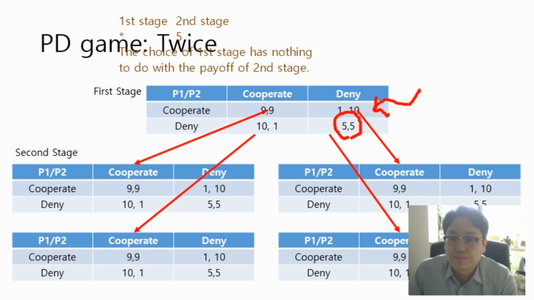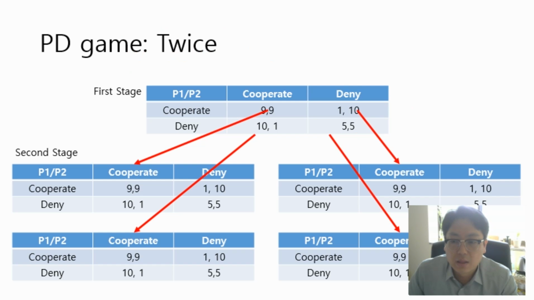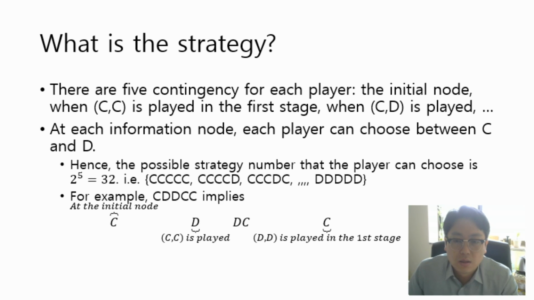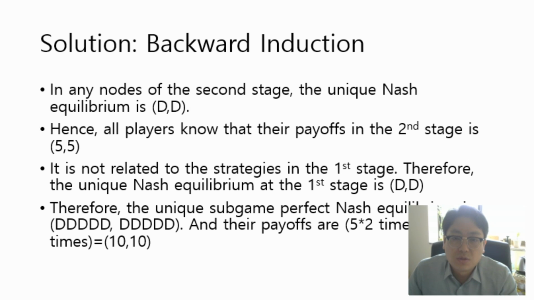Okay, so at the end of the day, in any node of the second stage, the unique Nash equilibrium is DD. Hence, all players know that their payoffs in the second stage are 5 and 5. It means the first stage's choice is independent of the second stage's payoff. Therefore, the unique Nash equilibrium at the first stage is DD, because it's like we are playing just a prisoner's dilemma game.